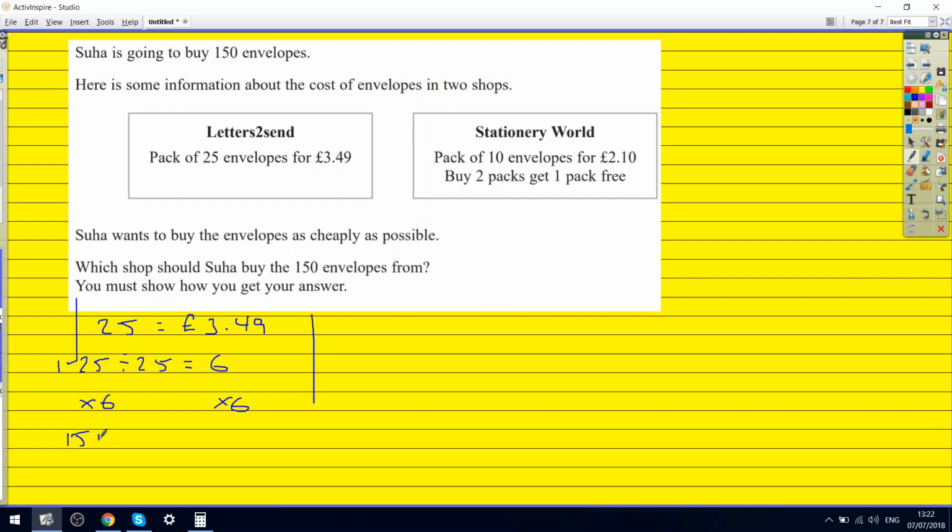Okay, so when we do 10 equals £2.10, and then it says buy 2 packs, get 1 pack free.